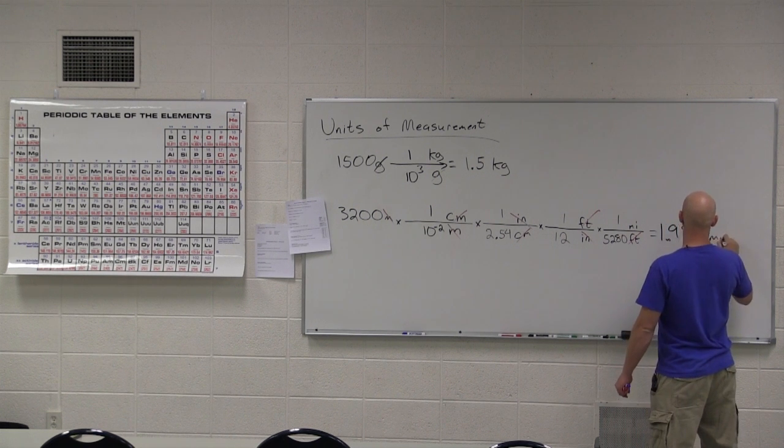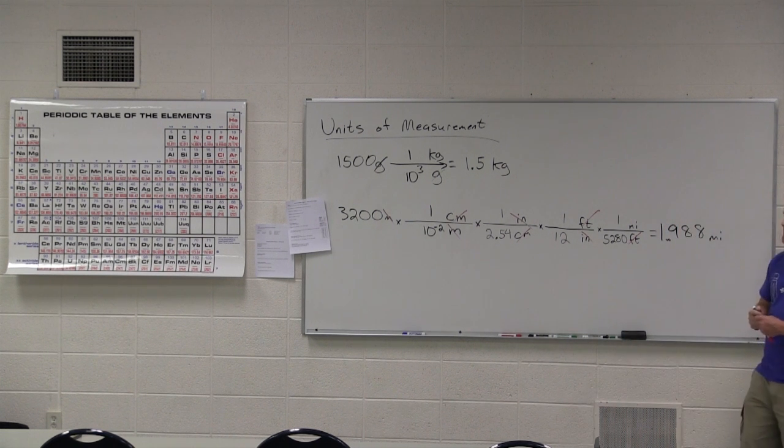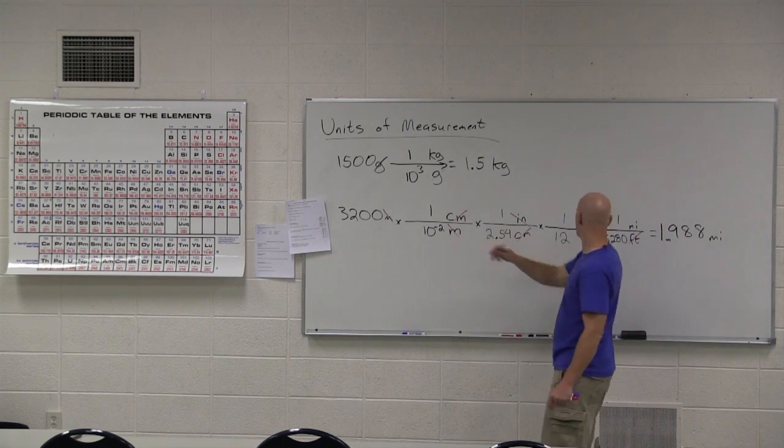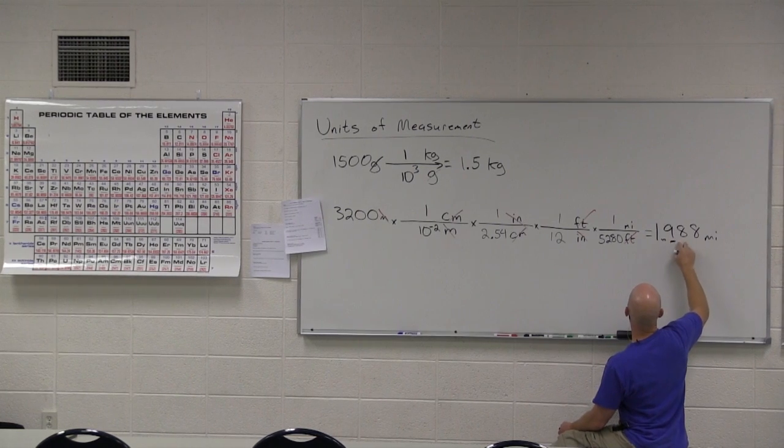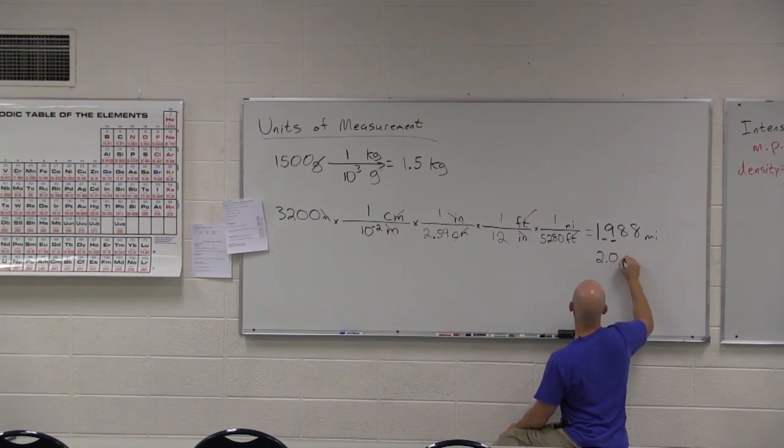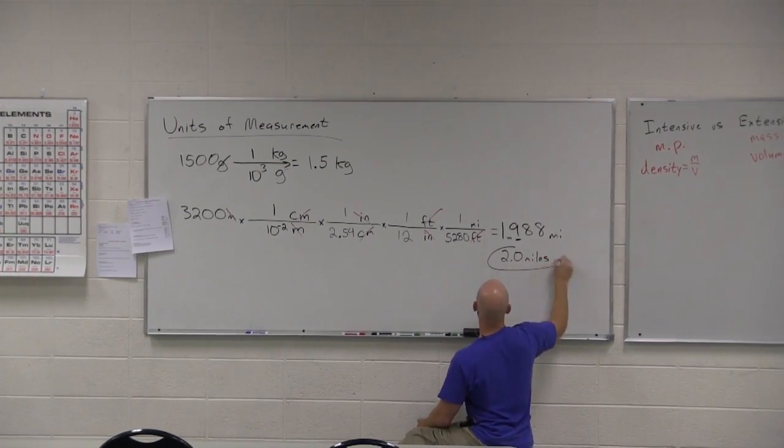1.988 miles. Now, we got to get correct sig figs here. How many sig figs should this actually have? Yeah, 3200 has 2 sig figs, so if we round this to 2 sig figs, awesome. We're going to have to round it, and this guy rounds up, which actually turns it into 2.0 miles. Awesome.